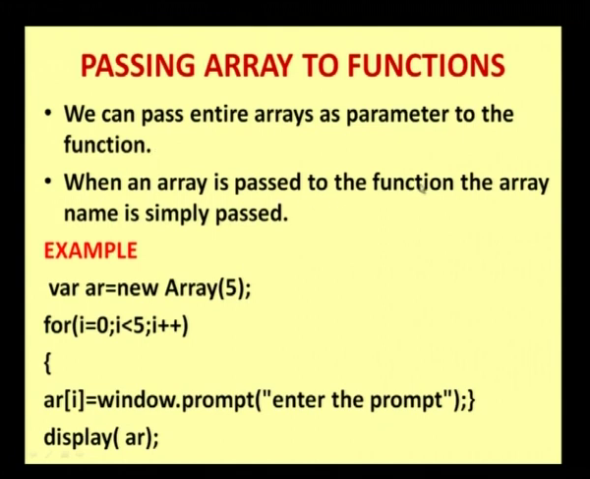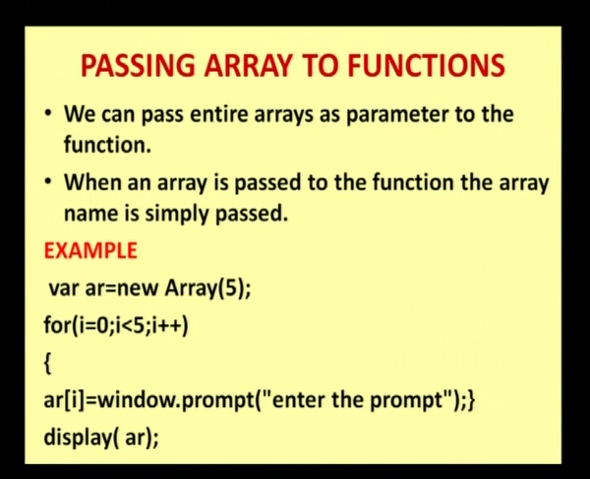When an array is passed to the function, the array name is simply passed. For example, the array name is AR, and it has been declared with size 5, and this is a for loop to get 5 values from the user, and we are using a function called display. This is a user defined function, and we are calling it. So, the 5 elements which the user has entered will be directly passed to the function. This is an example of passing an array variable to a function.